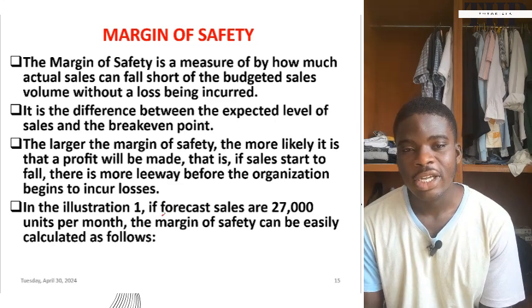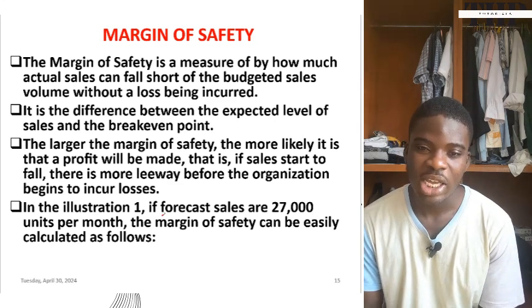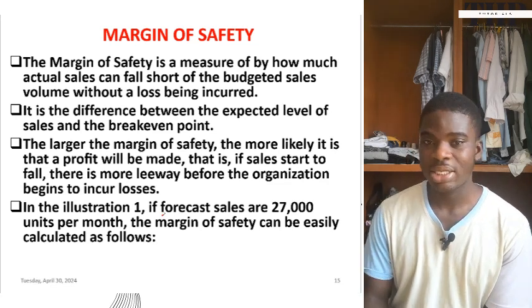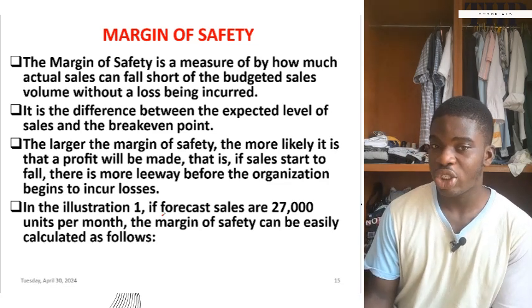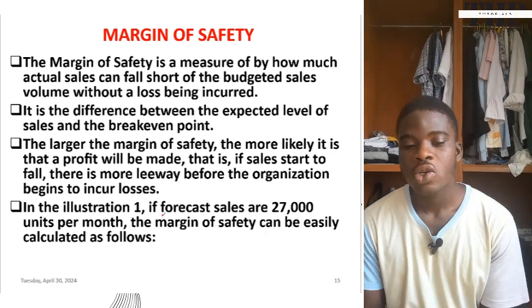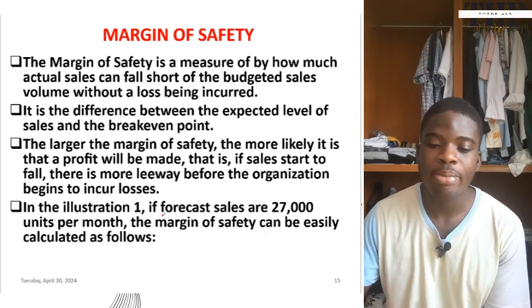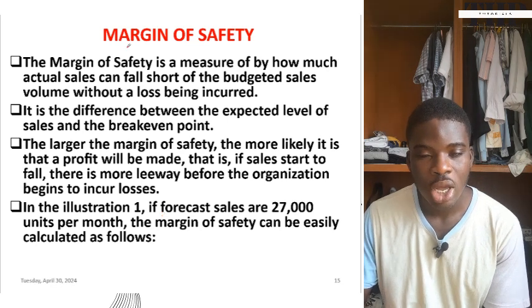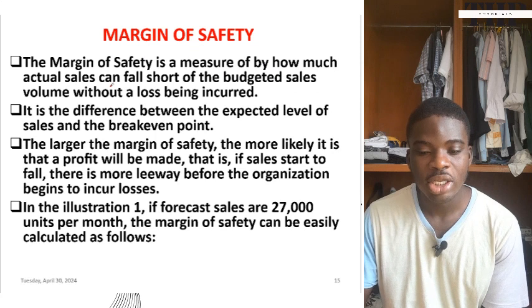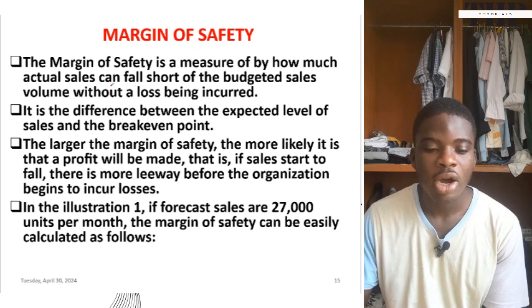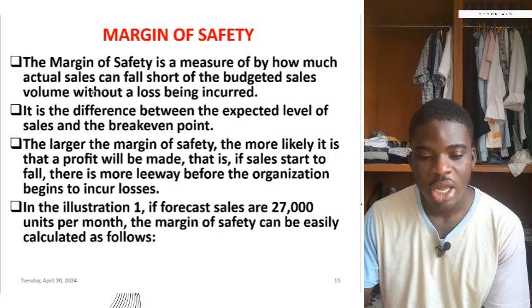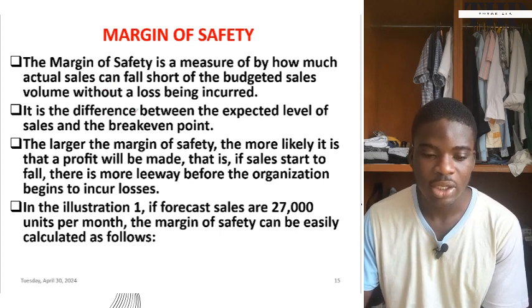and a margin of safety is relevant because it's like a fail safe, right? So even if we miss within this range, it should be okay, right? So the margin of safety is a measure of by how much actual sales can fall short of the budgeted sales without a loss being incurred. Very well. Now it is the difference between the expected level of sales and the break-even point, right?